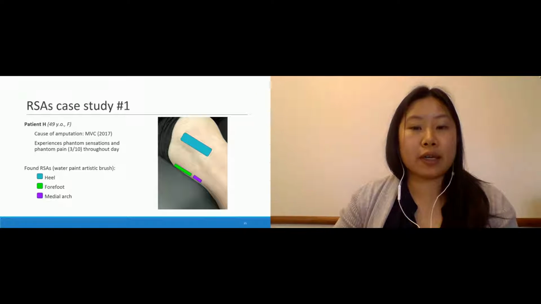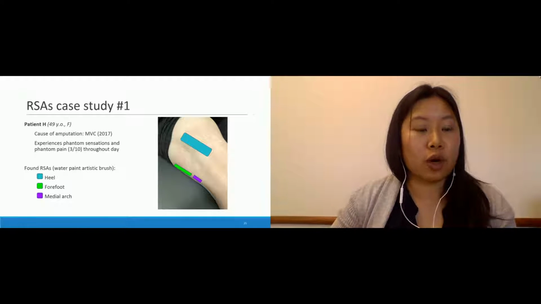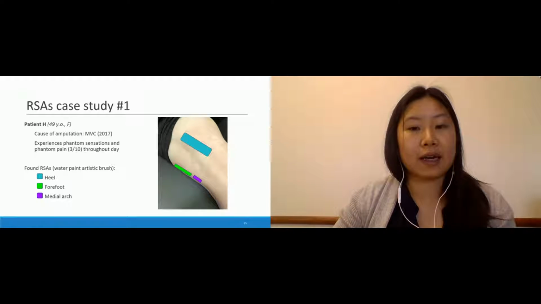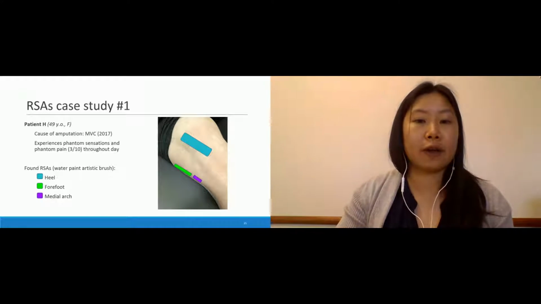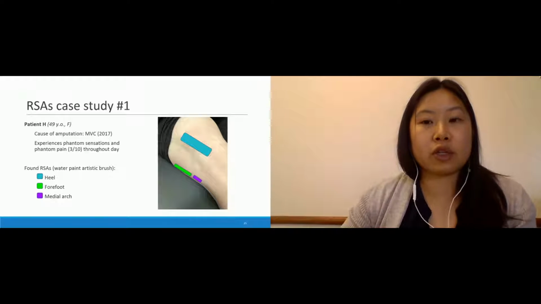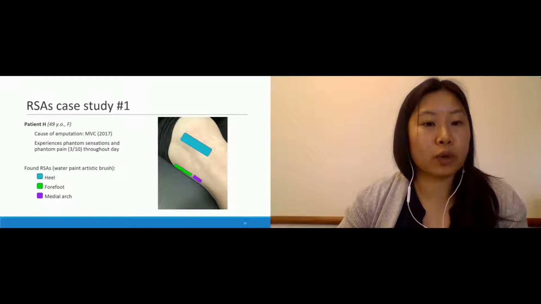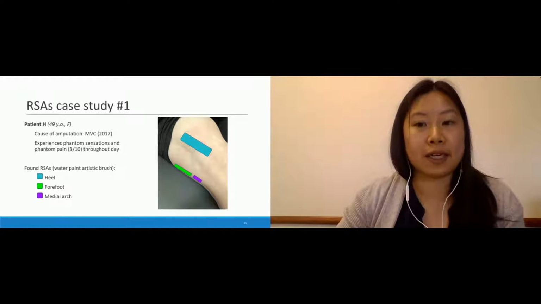Using a soft bristle water paintbrush, we were able to find the phantom heel, forefoot, and medial arch. Interestingly, when we switched to a stiff brush, we weren't able to elicit the same phantom sensations as we did with a softer brush.